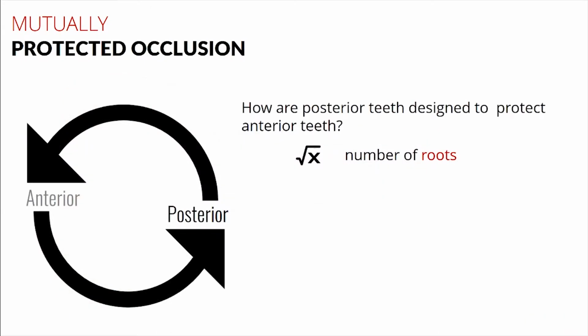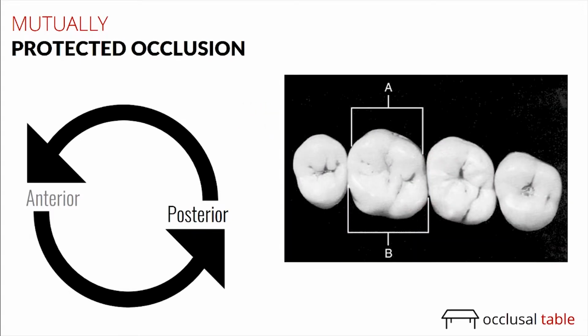So number of roots, that's one factor in which the posterior teeth are designed to protect the anterior teeth, or how it's differentiated. Okay. Another thing we can look at is the occlusal table of posterior teeth compared to the anterior teeth. So we can see in our posterior teeth we have a wide occlusal table that serves as a platform in which the opposing tooth can contact and then thus drive the force or orient the force along the long axis of the tooth.